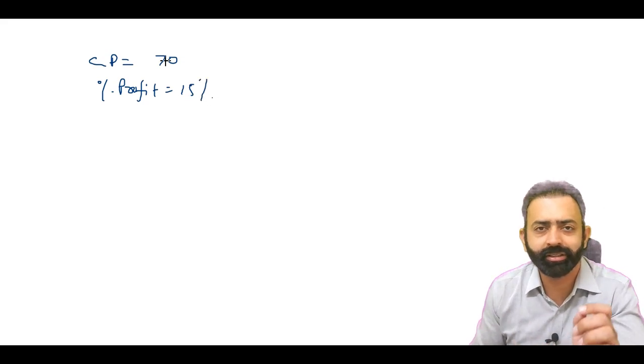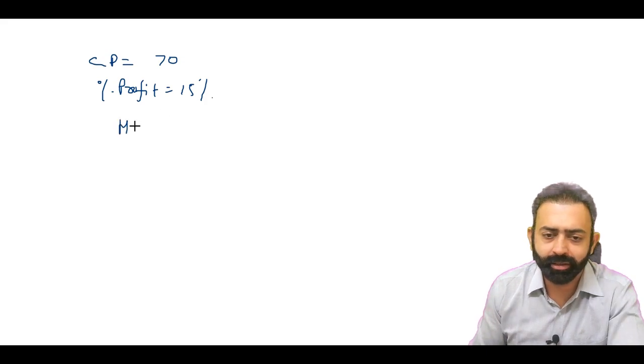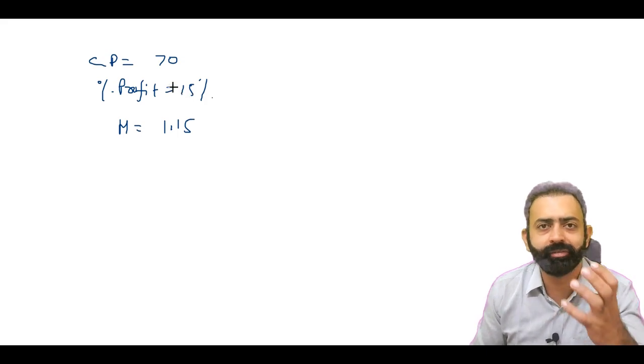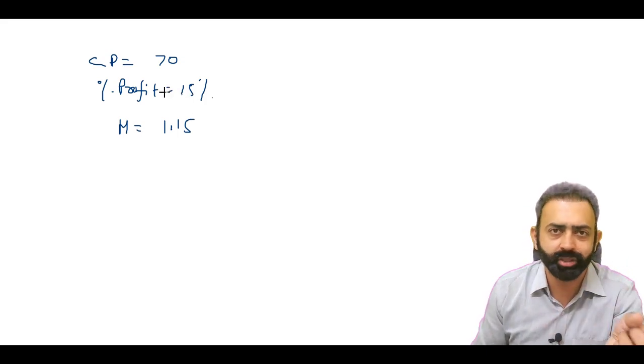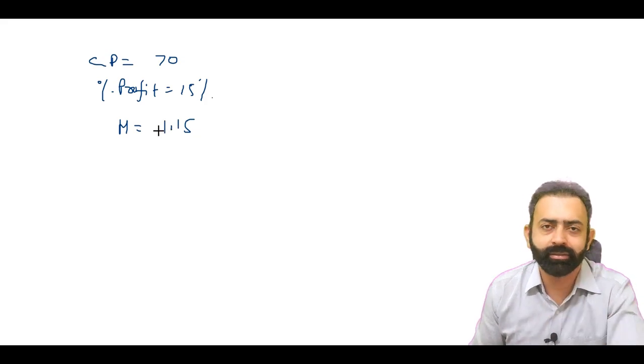Let us take another example. Let us say the cost price is 70 and the percentage profit is 15%. Pause the video, take a second or two, and think about the multiplier. In this case, the multiplier will be 1.15. We divide 15 by 100 and add that to 1, that becomes 1.15. Then just multiply 70 by 1.15, and you will get the final selling price.